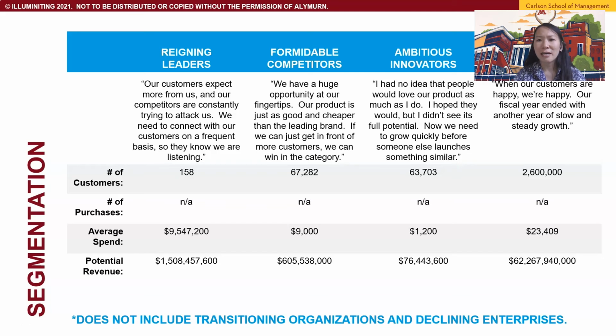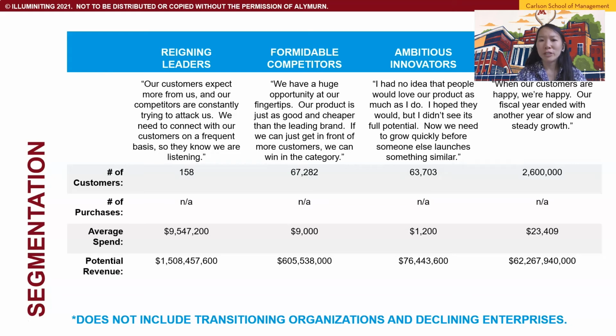You'll see across the top the reigning leaders, the formidable competitors, the ambitious innovators, and the continuous delighters. Under each segment, you'll have a reminder of the insights that drive those segments. And then you'll see the number of customers in each segment. With the reigning leaders, there's only 158, while with continuous delighters, there's 2.6 million potential customers.